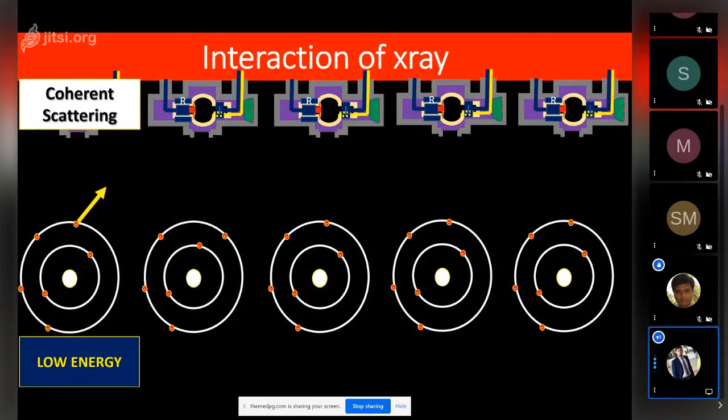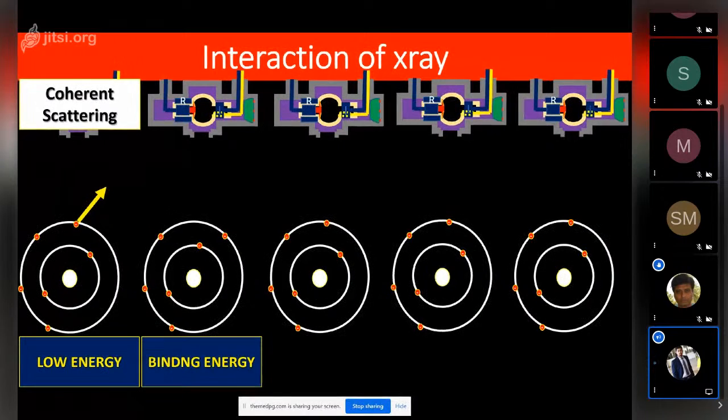Now similarly, when the energy is higher and equal to the binding energy of this inner shell electron, what is the binding energy? It is the energy that is required to eject this electron out. So that is the binding energy. It's the minimum energy that is required to eject the inner electron out. That is called binding energy.